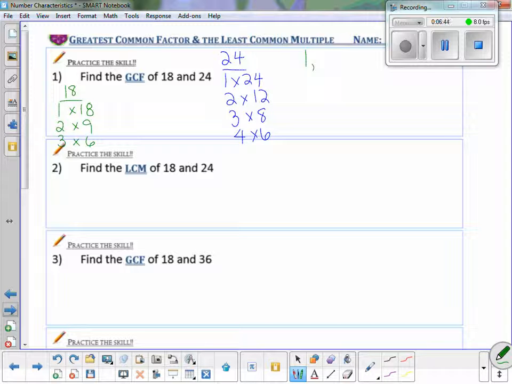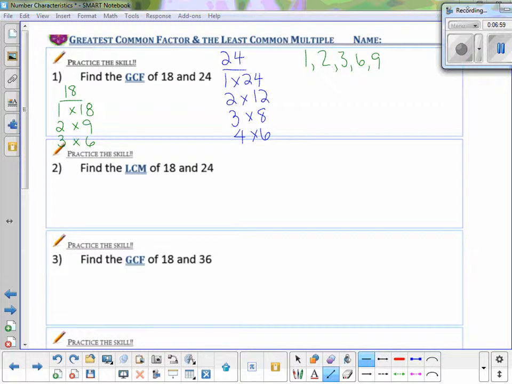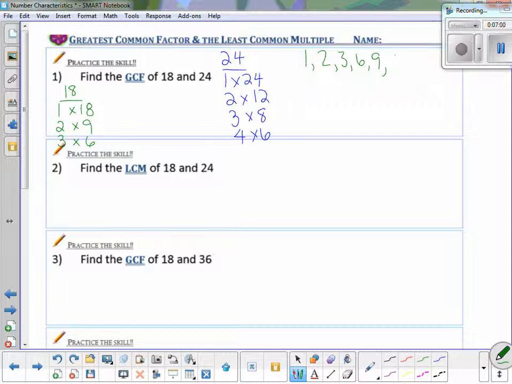1, 2, 3, 6, 9, and 12. Oh, 18. All right.